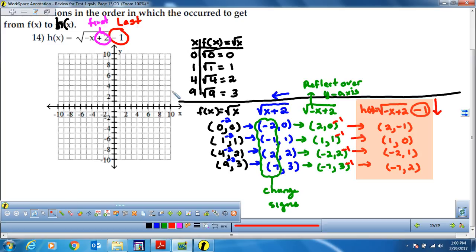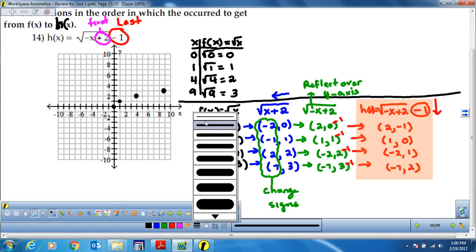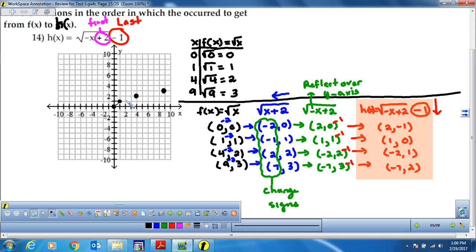So we're going to graph. Oh, by the way, on your graph, we're going to display two functions. The function f of x that we created first. So I'm going to start by graphing the f of x, which is 0, 0, 1, 1, 4, 2, 9, 3. That is the function f of x right here. And it is half of a parabola going to the sides. Remember, that's what the square root of x looks like.